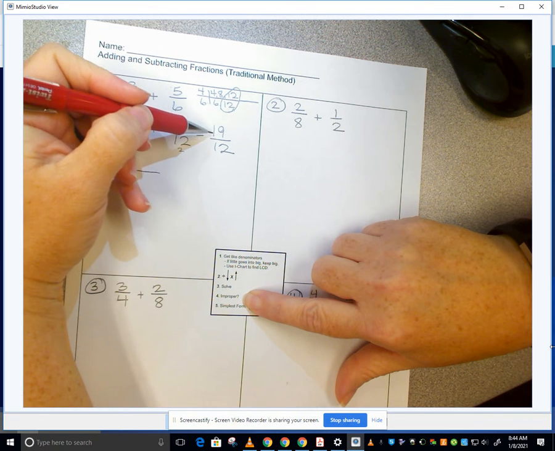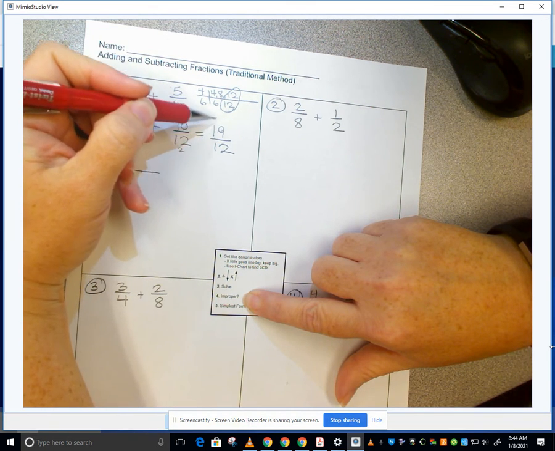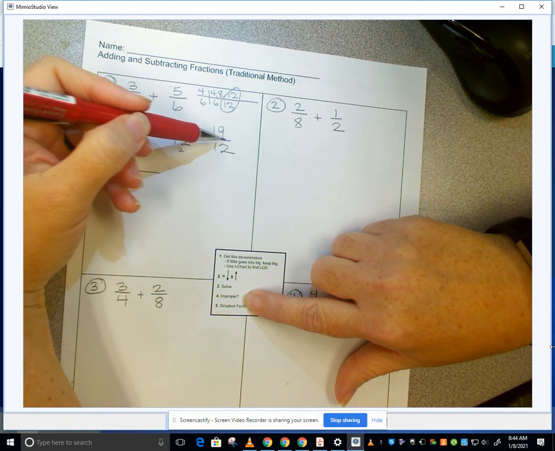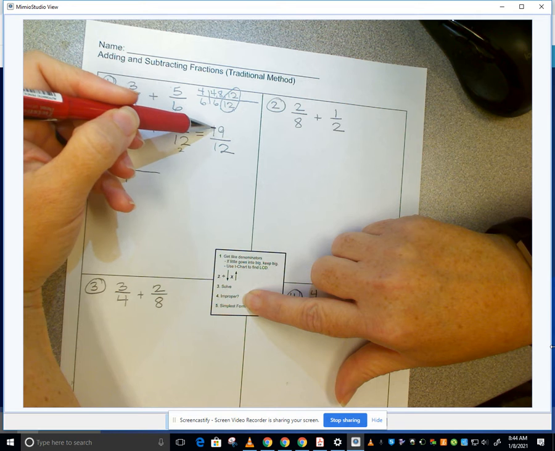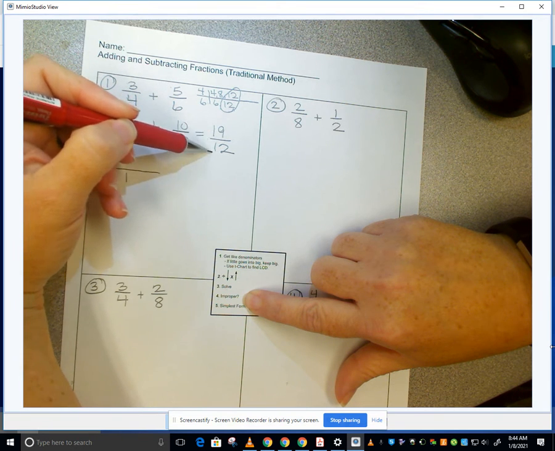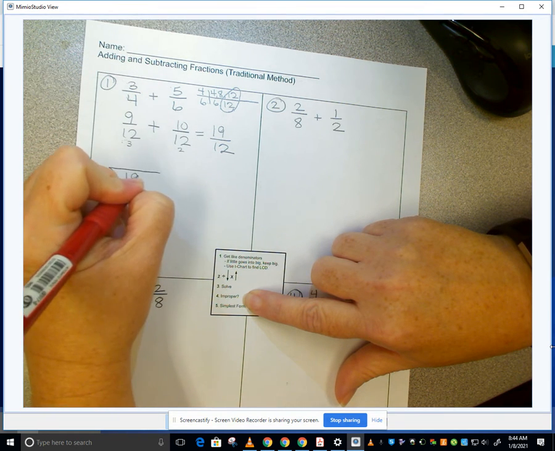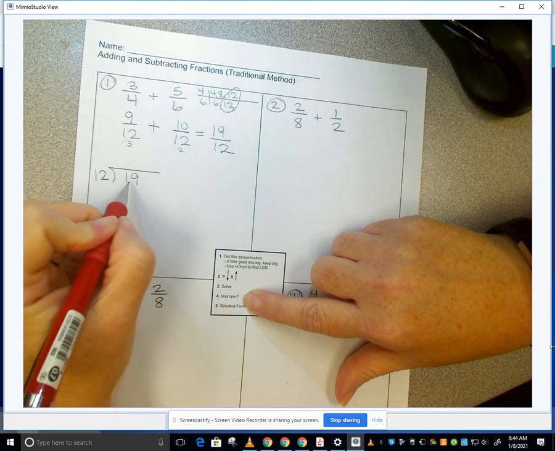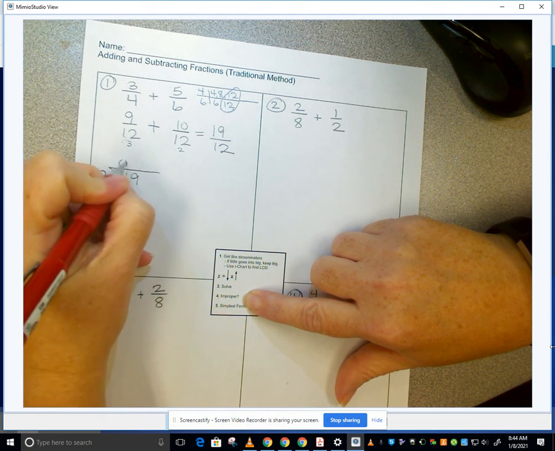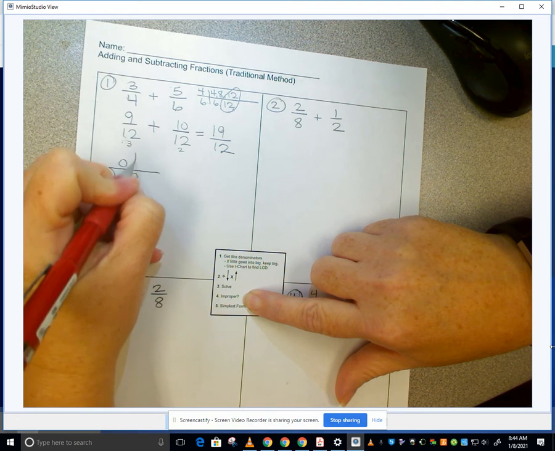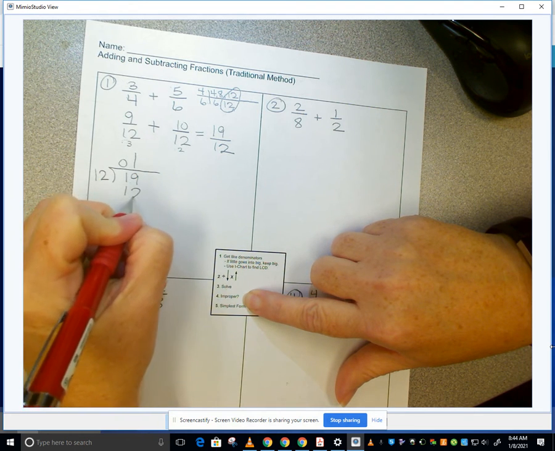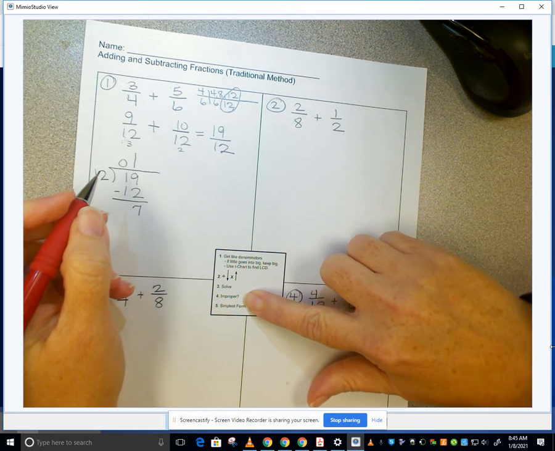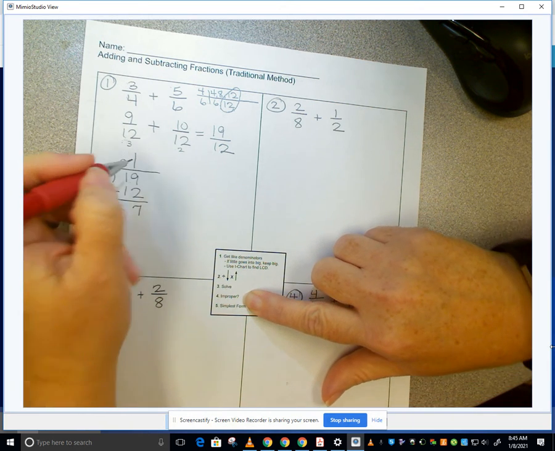To fix that, we've got a larger number on top. That's why it's improper. So this fraction bar means we're going to divide. This is 19 divided by 12. So 19 goes inside and 12 outside. 12 is my divisor. 19 is my dividend. 12 won't go into 1, but it'll go into 19 one time. 1 times 12 is 12. Subtract. That's 7. I'm going to stop and rock.